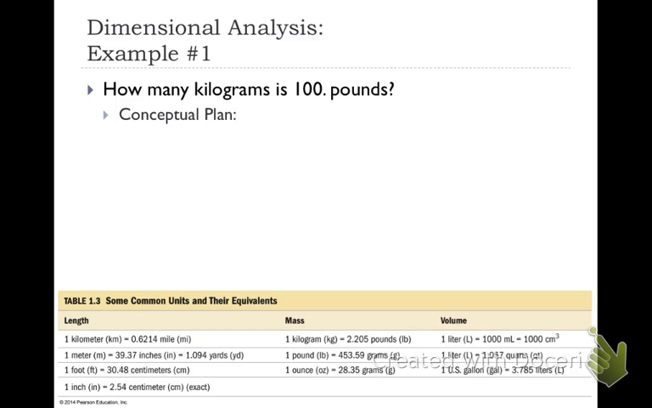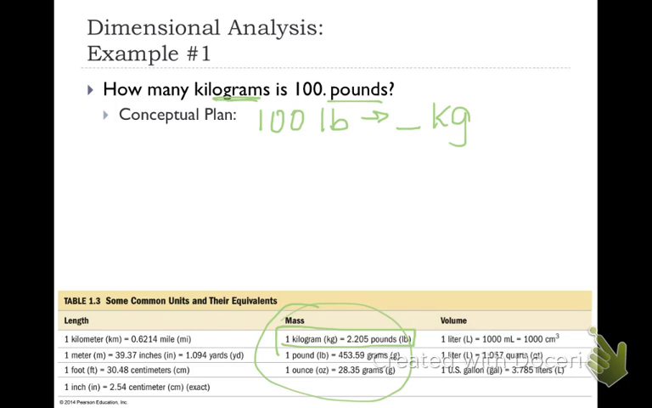We want to know how many kilograms is equal to 100 pounds. So we can take a look down here. We know kilograms and pounds is all dealing with mass, so we want to make sure you look at this section right here. And in fact, we have a direct conversion between kilograms and pounds. It's right there. So our conceptual plan is just going from 100 pounds to some unknown amount of kilograms. Okay? And we're going to use that fraction to help us out.